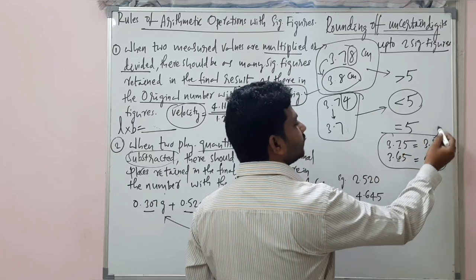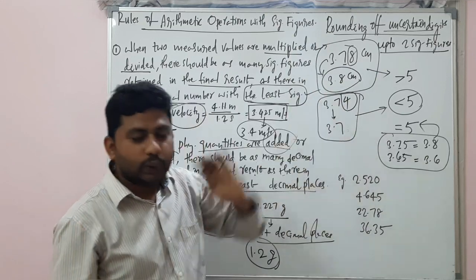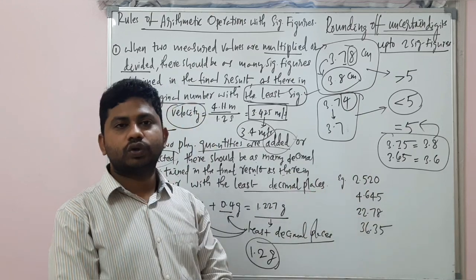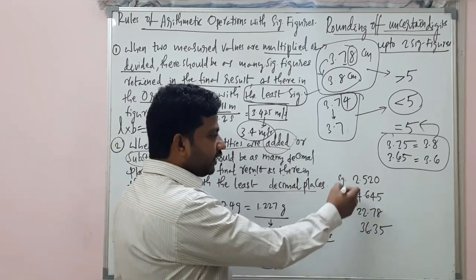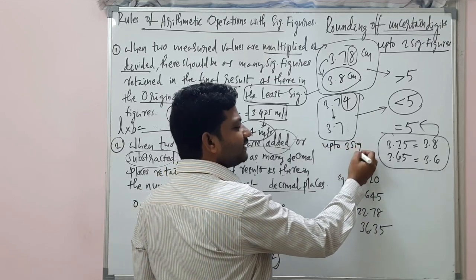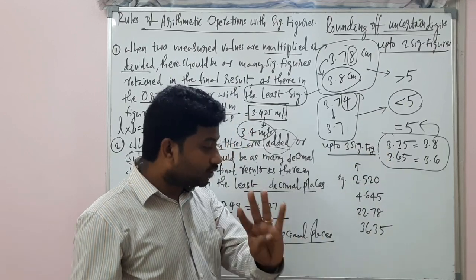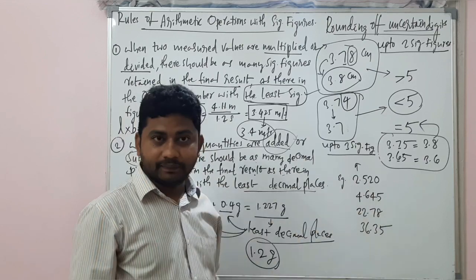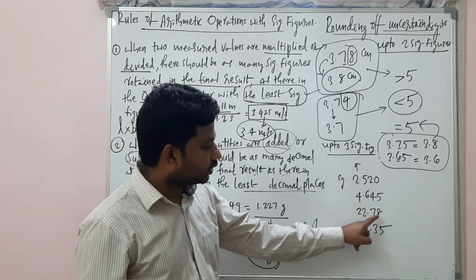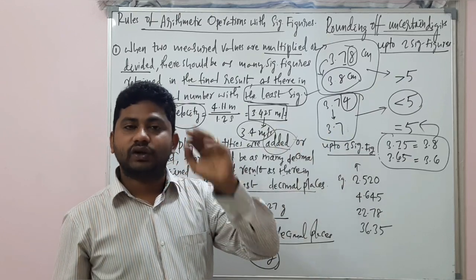3 rules are done. Just pause the video. Look at the rounding off concept carefully. Then let's solve these 4 example questions. So, the 4 example questions, we are going to round off up to 3 significant figures. Actually, there are 4 significant figures present in each example. 1, 2, 3, 4. Alright. Up to 3 significant figures, we are going to round off.